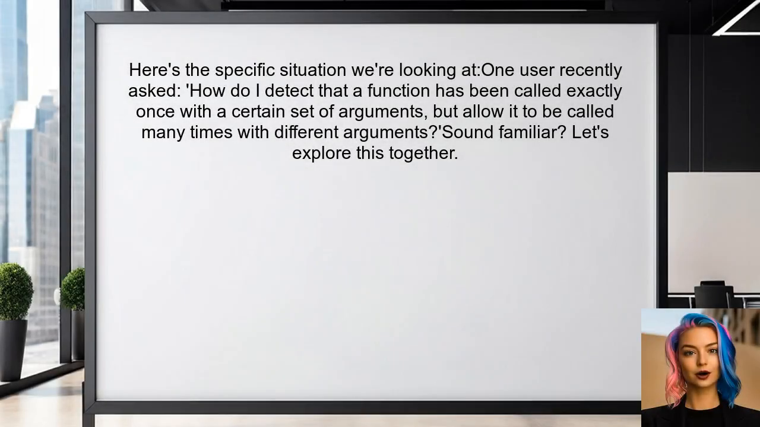Here's the specific situation we're looking at. One user recently asked, "How do I detect that a function has been called exactly once with a certain set of arguments, but allow it to be called many times with different arguments?" Sound familiar? Let's explore this together.